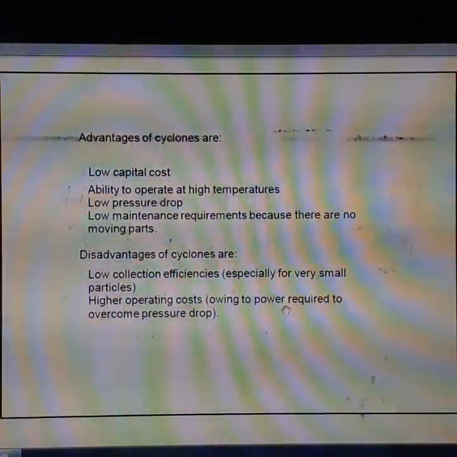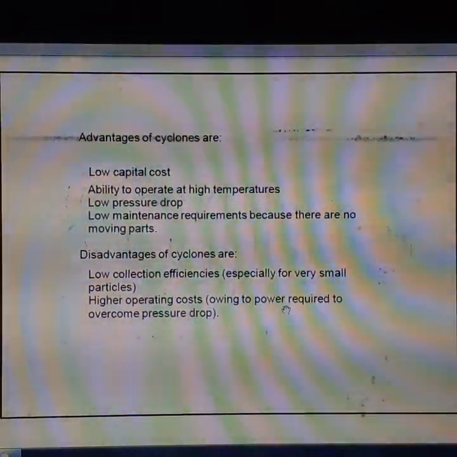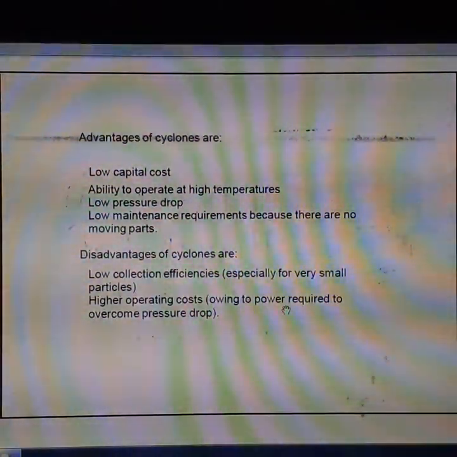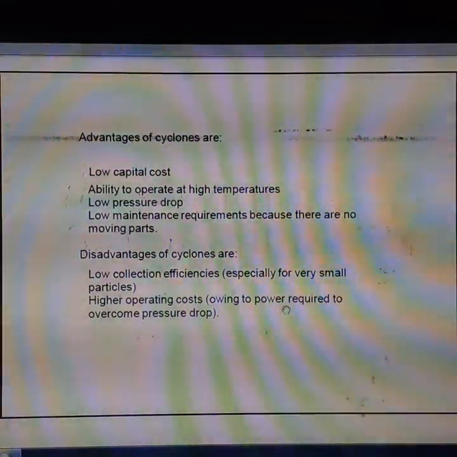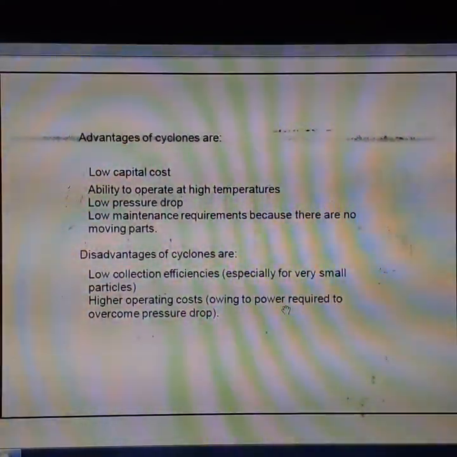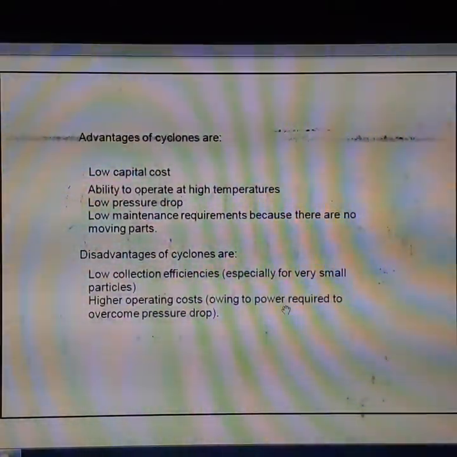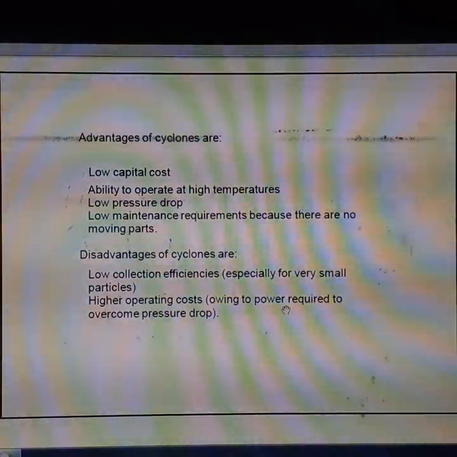Now, what are the advantages and disadvantages of cyclones? The advantages are low capital cost, ability to operate at a high temperature, low pressure drop, etc. And the disadvantages of cyclones are low collection efficiencies and higher operating costs.